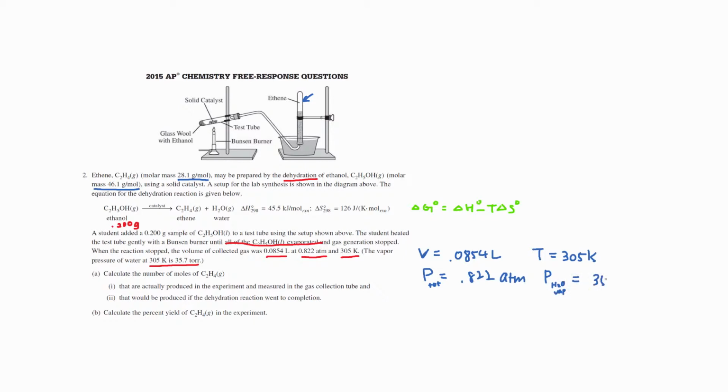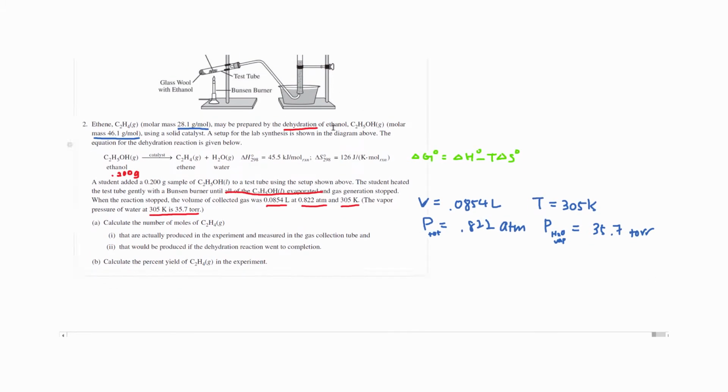35.7 torr. Notice that we're given torr and we have atm. We're going to use PV equals nRT because we're given the volume, temperature, and pressure. We're missing the number of moles of ethene. But we can't use the total pressure to get the number of moles of ethene directly. We still have to find the dry ethene pressure. So P C2H4 is P total minus P water vapor. That's because water vapor is making up some pressure in that inverted test tube.